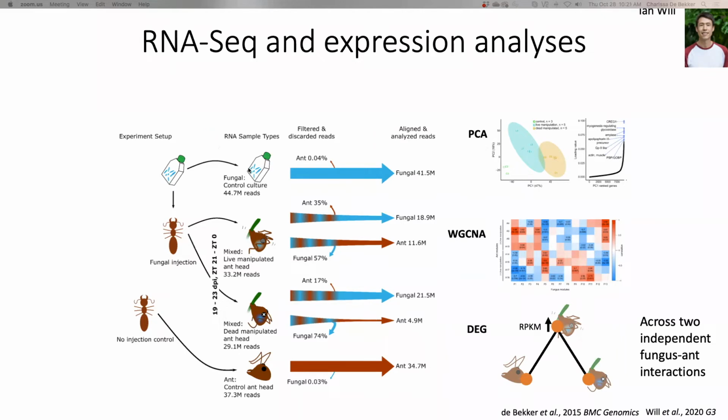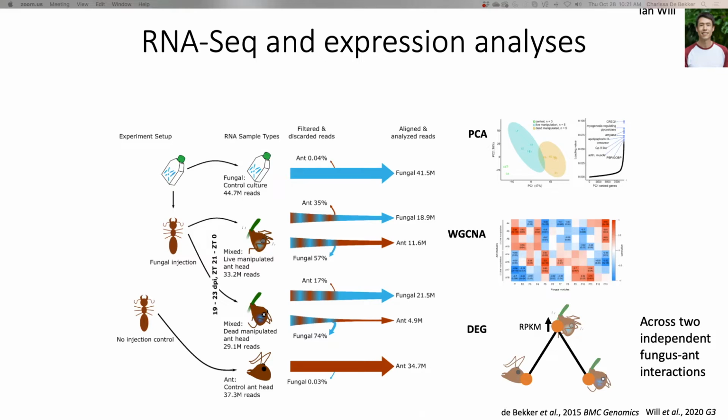And we have fungal cultures that we use as a fungal control to contrast the gene expression in the ant against. Then we map those reads to our respective genomes. So in the case of the infected ants, we have mixed transcriptomes. So having both the Ophiocordyceps and the Camponotus genomes is helping us to separate those reads and look at gene expression in both organisms.